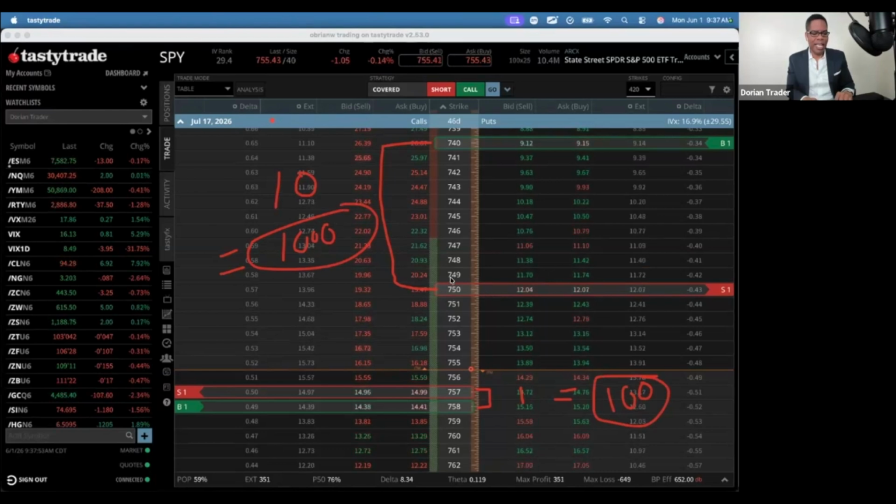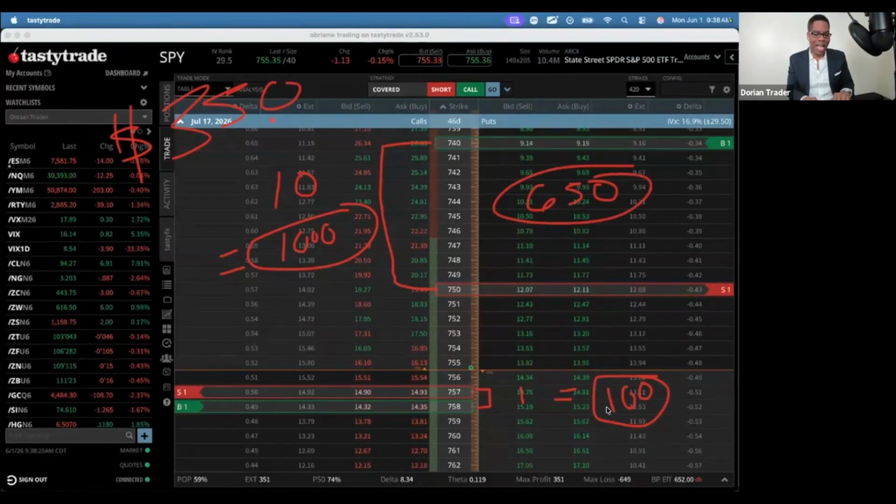So let's say you collect $350 on this trade. You collect $350 when you sell this no upside risk iron condor. That's how much you're receiving. So on the put side, your risk is $1,000. So you still have $650 of risk on the put side. But your risk on the call side is $100, and you collected $350. See this up here, remember?